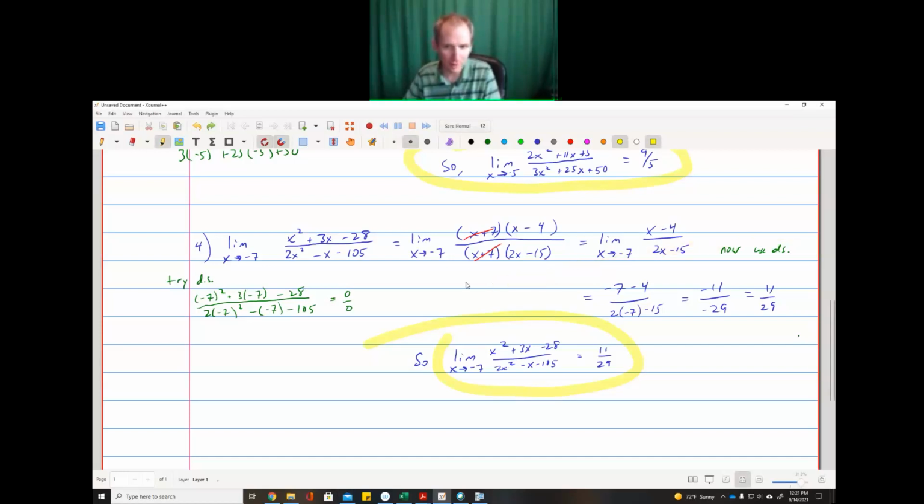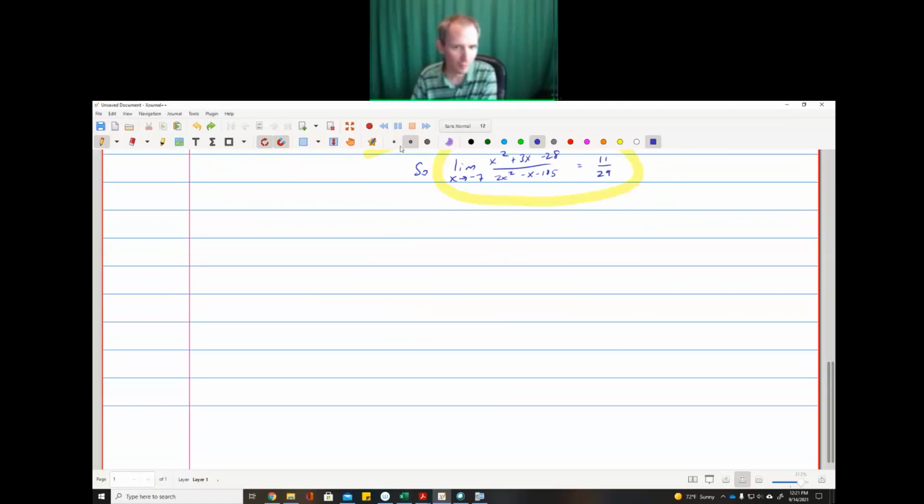All right, let's look at the next problem. And for this one, I'm ready for something other than factor and cancel. So let's hope that we get something different here. So the limit as x approaches negative 1 of 5 minus x over x plus 1 squared.